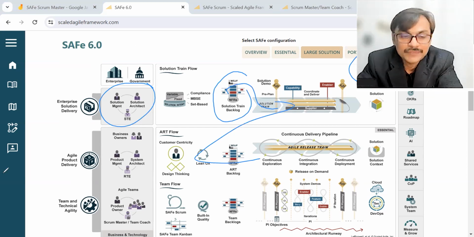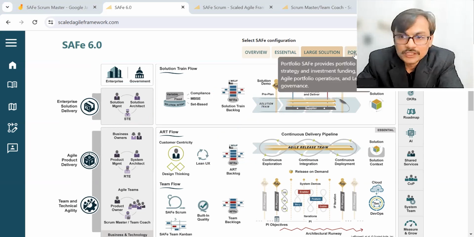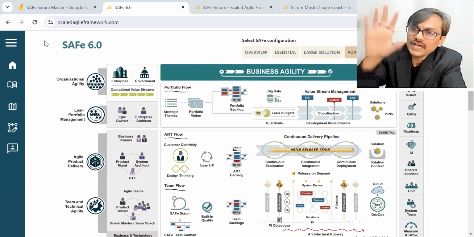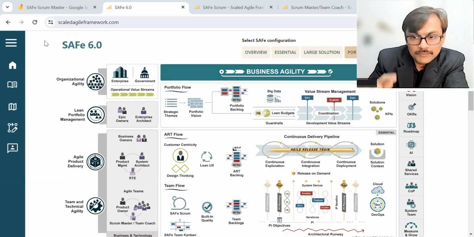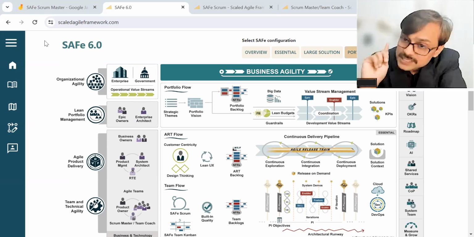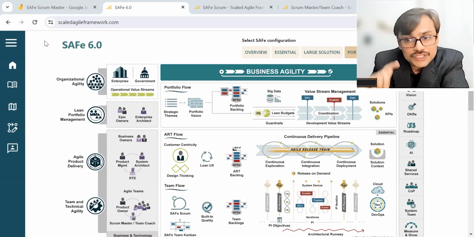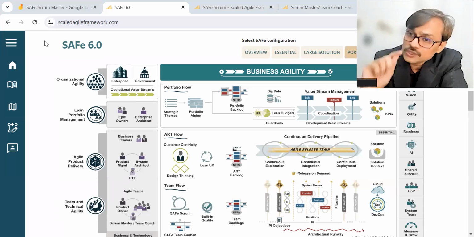That's large solution. Similarly, they have another layer called portfolio. The portfolio says don't randomly start, saying oh, we have an idea, we want to put a feature here. Have a proper evaluation of the business idea first. We want to see which idea should be invested in and which idea should not.